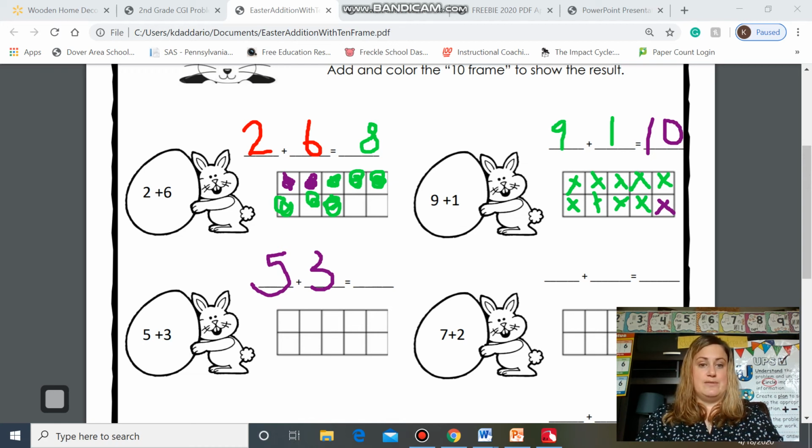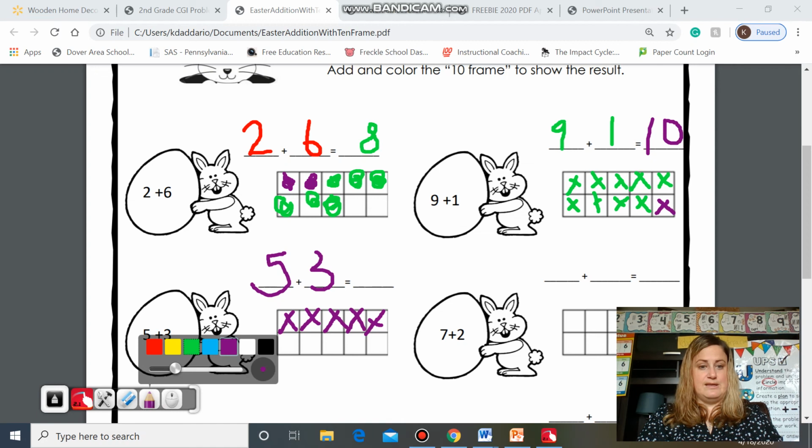So I'm going to start with my first add-in 5. I'm going to count 1, 2, 3, 4, 5. And I'm going to switch my color because it's easier for me to see. My 3, so I'm going to come down to this side, 1, 2, 3.